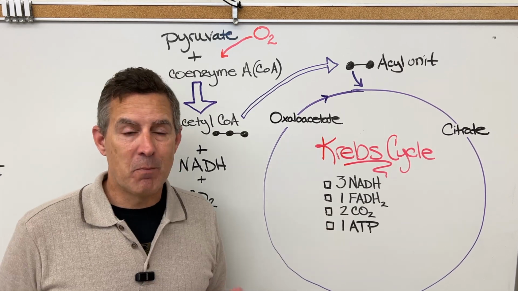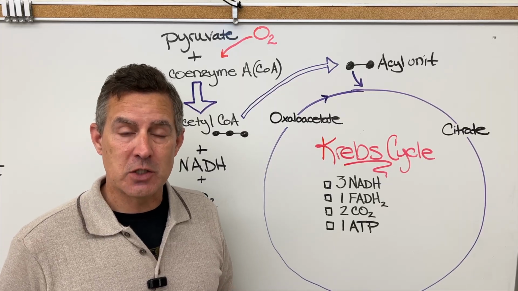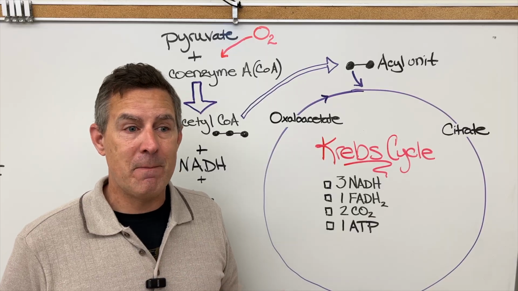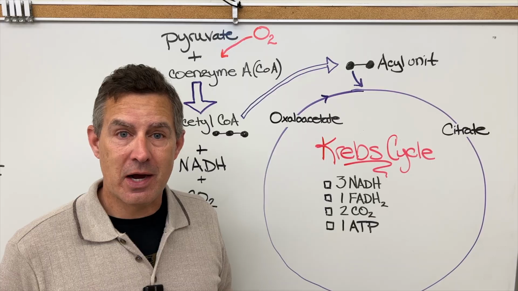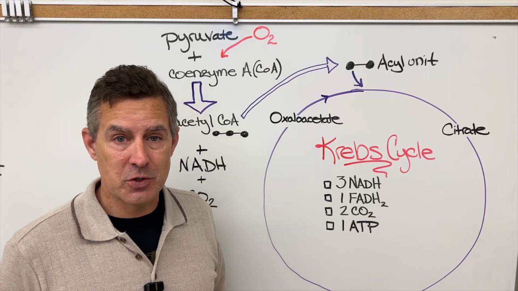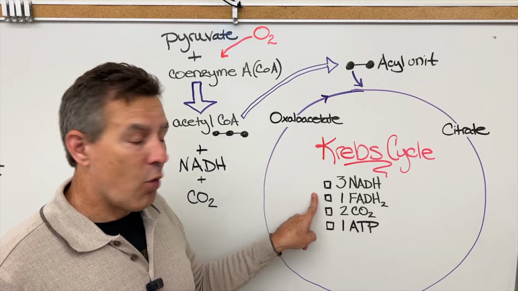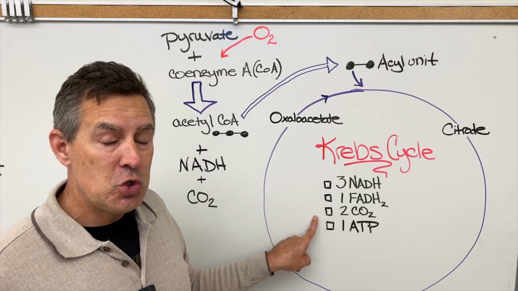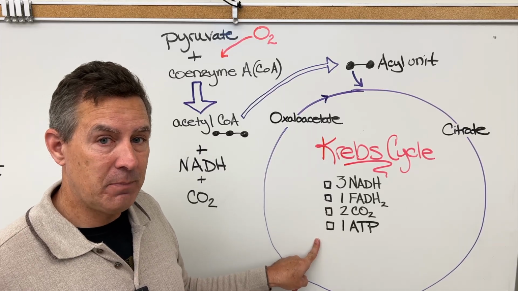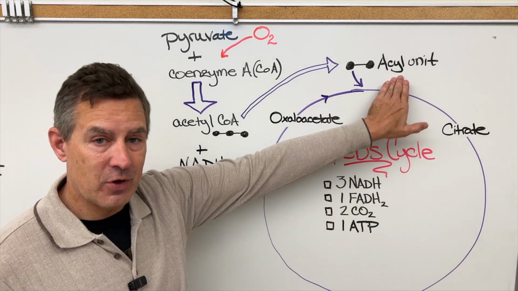Once again, these molecules are transporting electrons to the electron transport chain, and that is uber important if we want to keep or maintain that hydrogen ion concentration within the intermembrane space of the mitochondria. So the Krebs cycle produces 3 NADH molecules, 1 FADH2 molecule, 2 carbon dioxide molecules, and this 1 ATP. But where does this acyl unit come from?